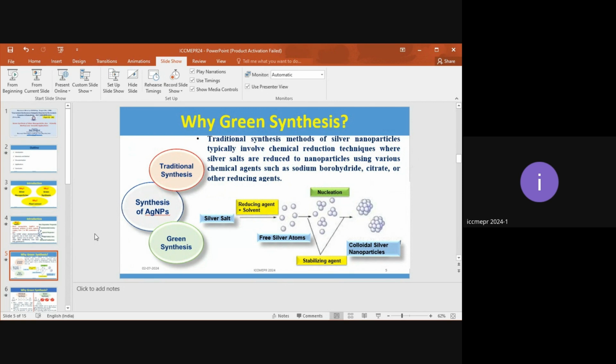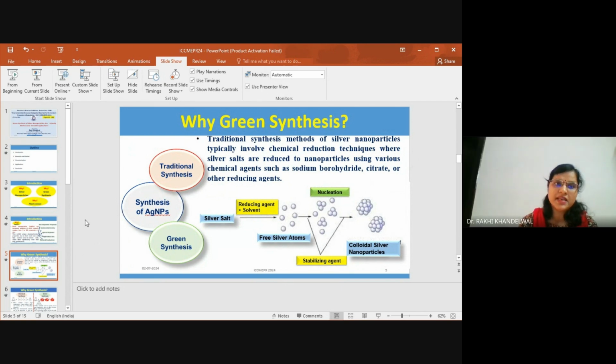Now it's fine. So now, second question is why green synthesis? Basically, we know that the silver nanoparticles can be synthesized by broadly two types of method. One is the traditional or chemical synthesis. Second one is the green synthesis. The traditional synthesis method of silver nanoparticles typically involves chemical reduction techniques where silver salts are reduced to nanoparticles using various types of reducing agents, and after that the silver ions get converted into silver atoms, and after that due to the nucleation process the formation of the silver nanoparticles takes place.